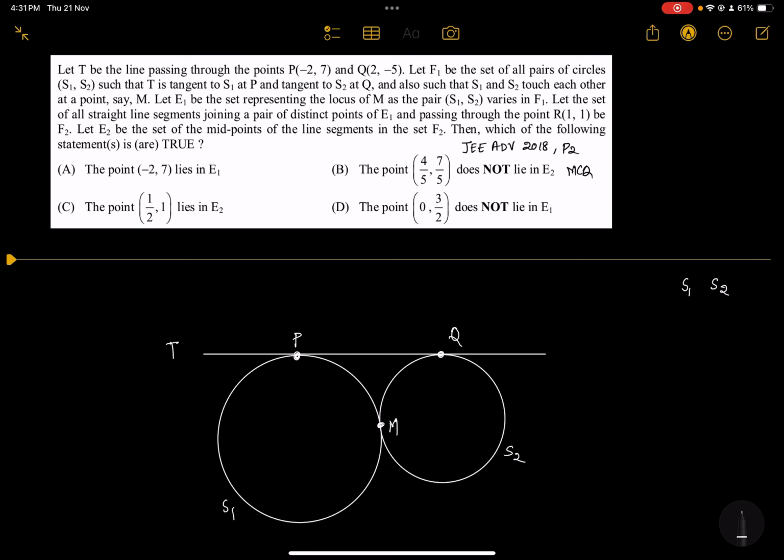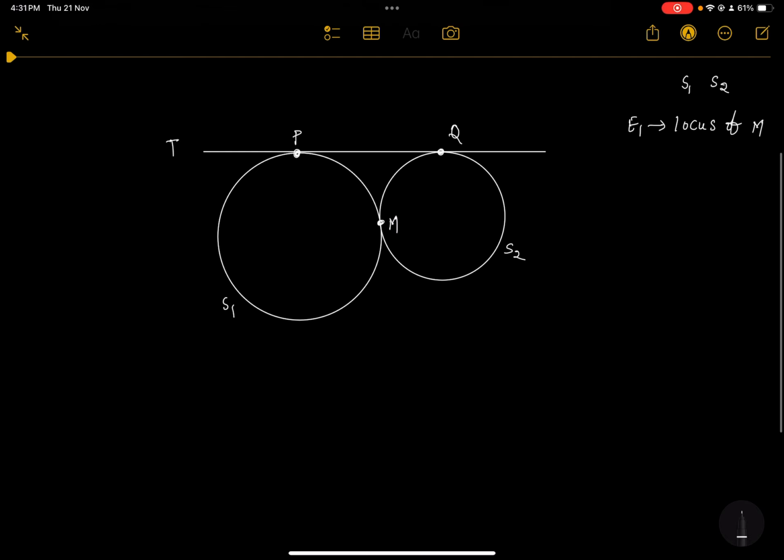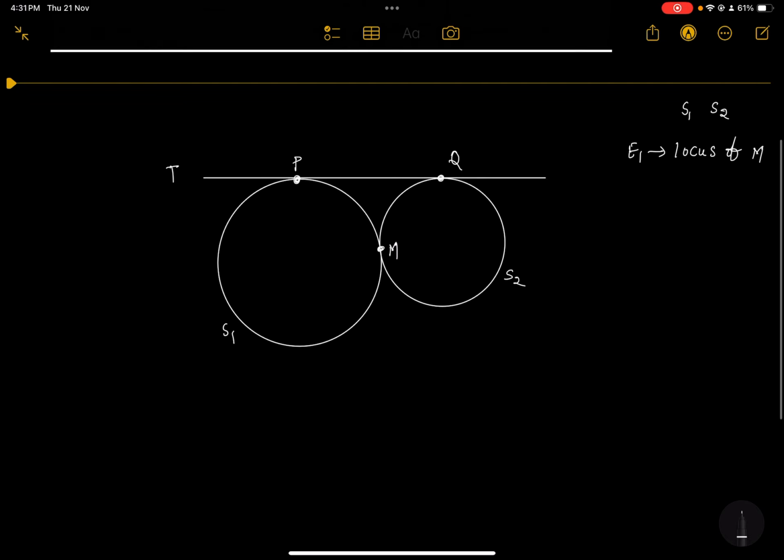Now going back to the question, let E1 be the set representing the locus of M. So E1 is the locus of M. Alright. Now in the options we have to check whether the given points lie on E1 or not. So first let's find out E1. To do that, E1 is the locus of M.